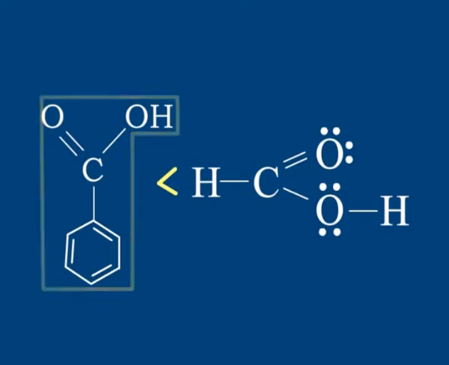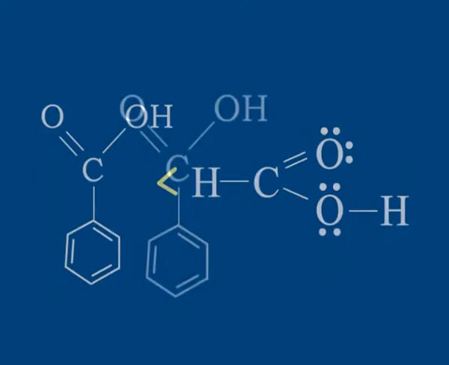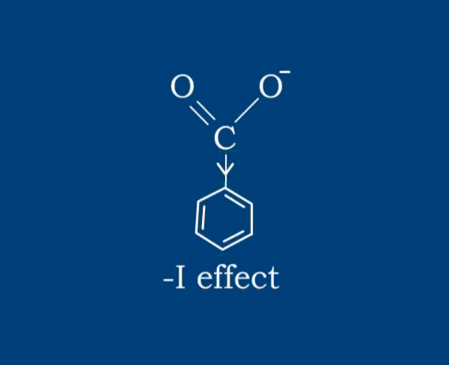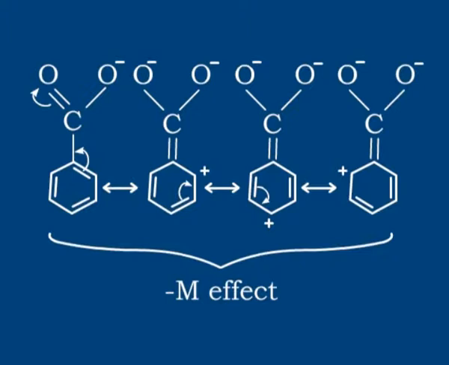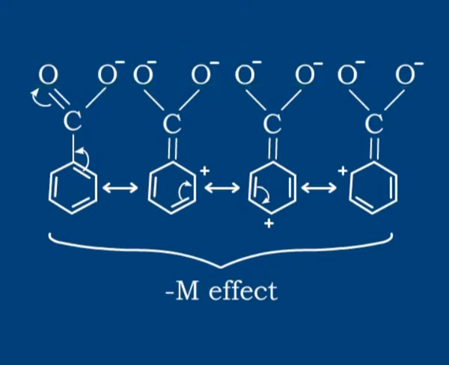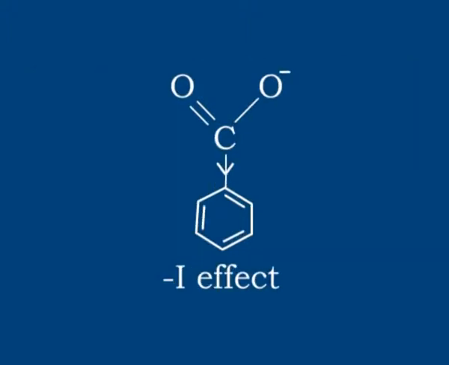Students, benzoic acid is weaker than formic acid. The reason is, in benzoic acid, the phenyl group is directly attached to the COOH group. The minus inductive effect of the phenyl group tends to increase the acidic strength by dispersing the negative charge on the benzoate ion. But the mesomeric effect, that is the minus M effect of the COOH group, tends to destabilize the benzoate ion by increasing the negative charge on oxygen atoms, as the mesomeric effect has greater magnitude than the minus inductive effect. As a result, overall acidic strength decreases.